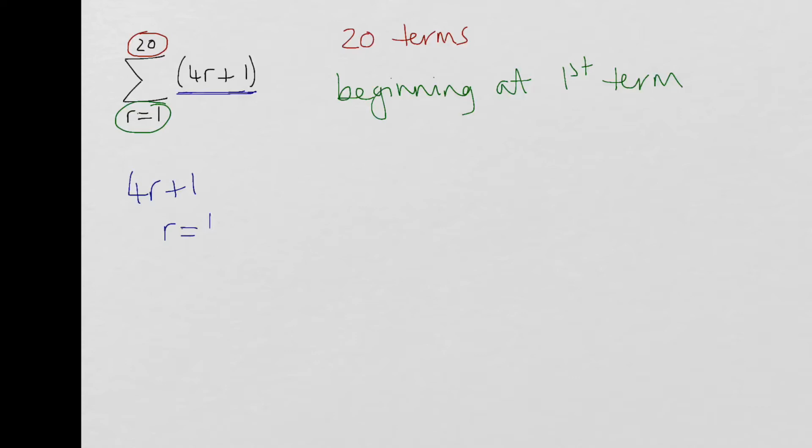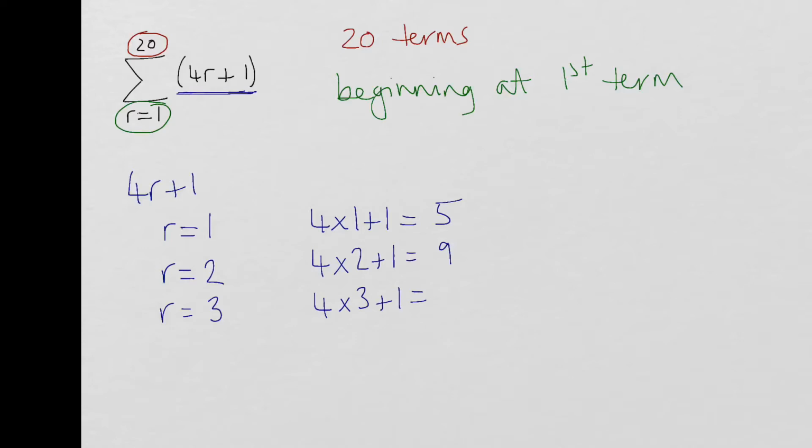So if I wanted to know my first term, that would be 4 times 1 plus 1, which is 5. My second term would be 4 times 2 plus 1, which is 9. My third term, 4 times 3 plus 1, which is 13. So you can see that this is producing an arithmetic sequence: 5, 9, 13, etc.